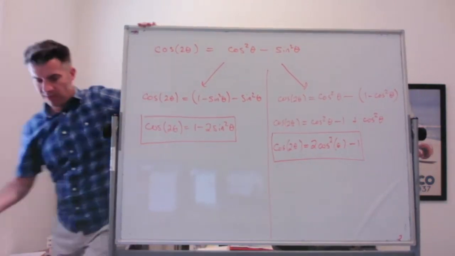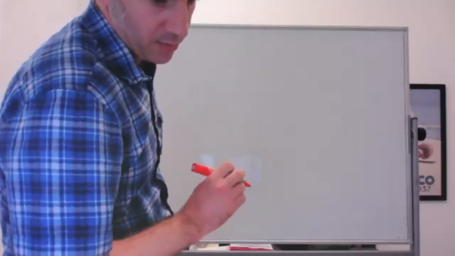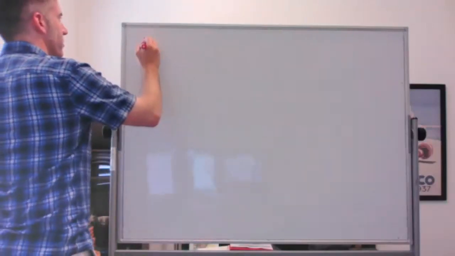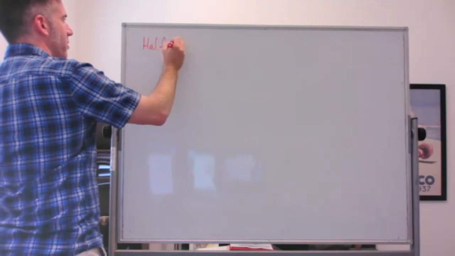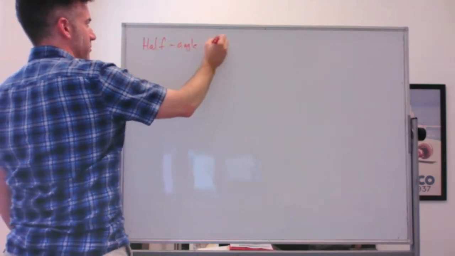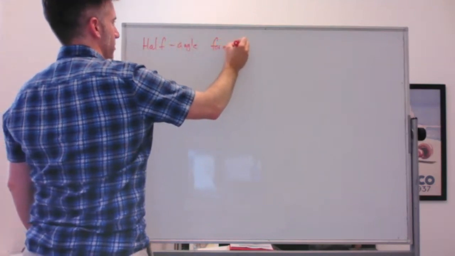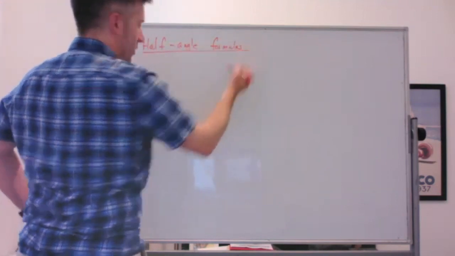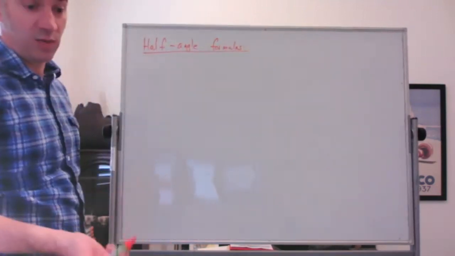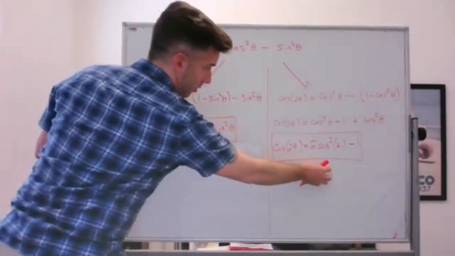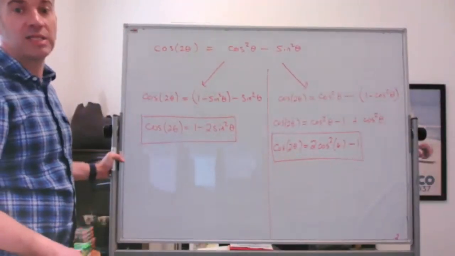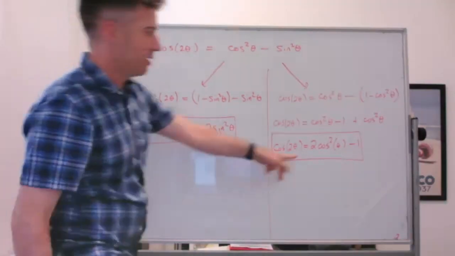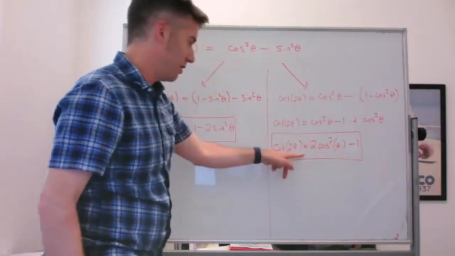So the half-angle formulas are kind of interesting. They definitely do come up in various places. So let's talk about them. Half-angle formulas, there's one for cosine and there's one for sine. And they both come from those identities we just talked about. So let's talk about the cosine one first. We're going to start with this formula here. I'm going to write it slightly opposite of how it is. I'm going to write this side on the left and this side on the right.